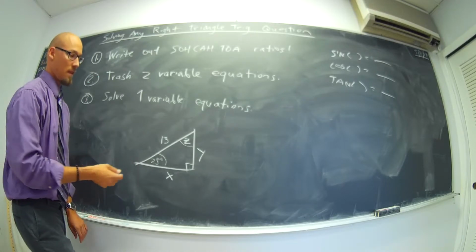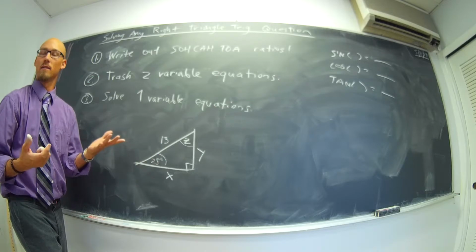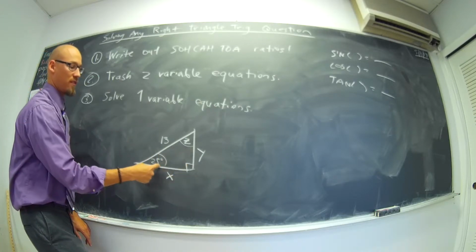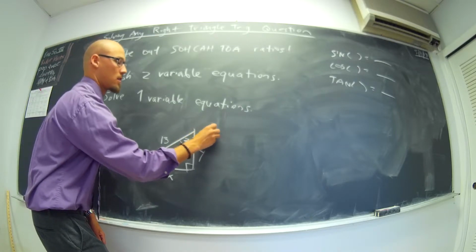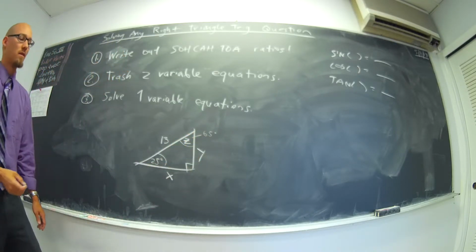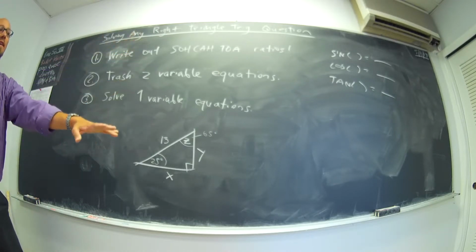Yeah, this is 90, these two are 90, 180. So if we know these are 90, 25 plus what is 90? 65. So you didn't even need trig. But the other ones, so I got a right triangle, sine, cosine, tangent.